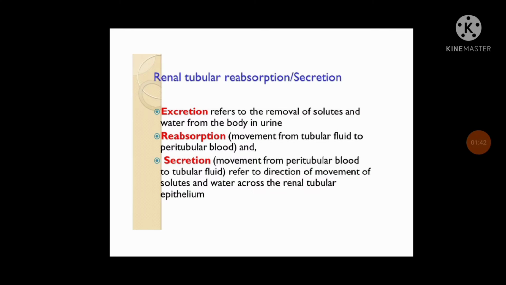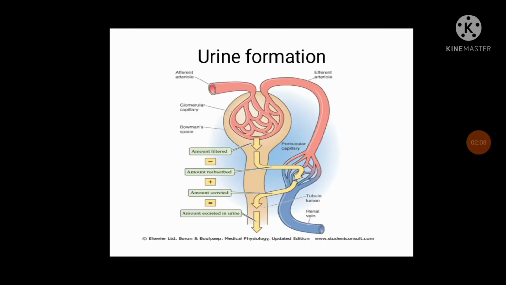The important functions of the tubules are excretion, which refers to the removal of solutes and water from the body in the urine. Reabsorption refers to movement from the tubular fluid to the peritubular blood, and secretion is movement from the peritubular blood to the tubular fluid, which refers to the direction of movement of solutes and water across the renal tubular epithelium. Here I have shown three important steps of urine formation: glomerular filtration, reabsorption, and secretion.